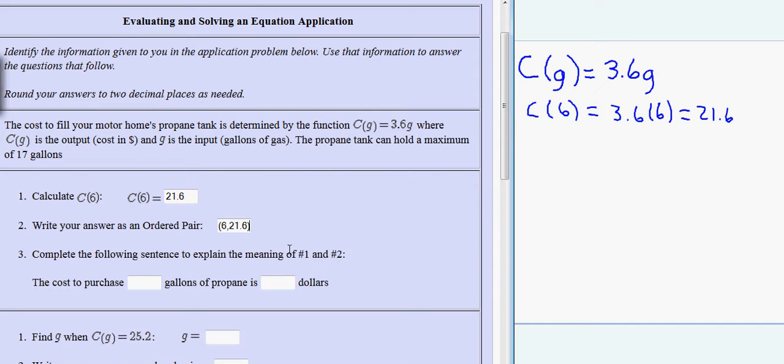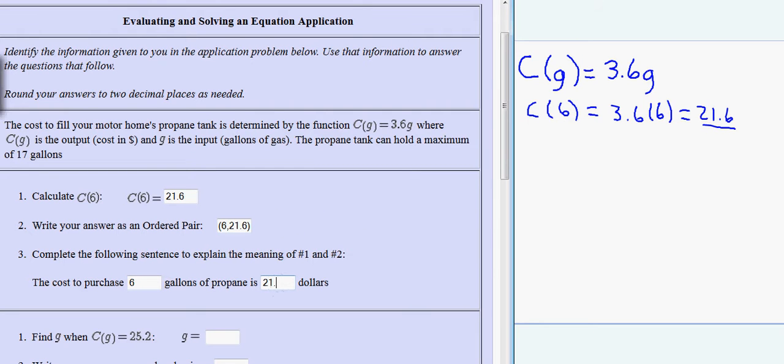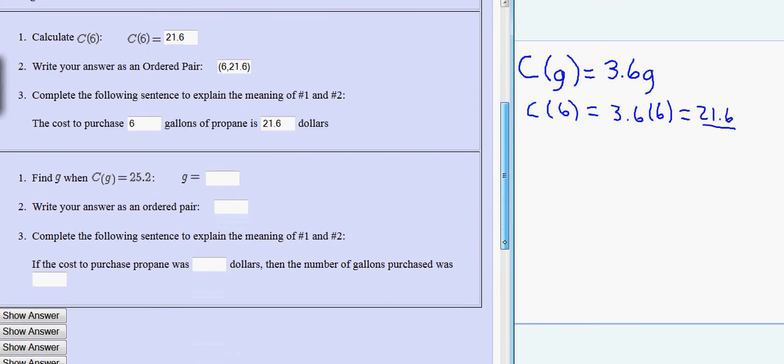The third question is to explain the meaning of these two numbers we just found. Well, if you remember, we replaced G with 6. So that means 6 is G, the gallons of propane. And the output of the function, if you remember, is the cost in dollars. So if we put in 6 gallons of propane, it must cost $21.6. So the cost to purchase 6 gallons of propane is $21.6.